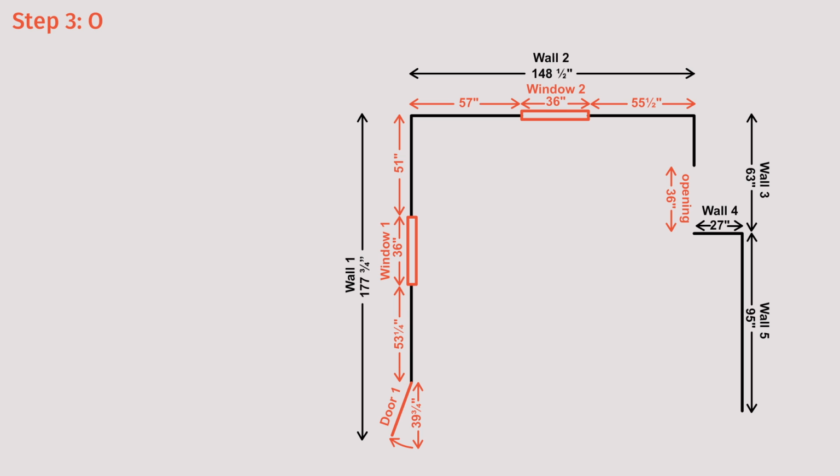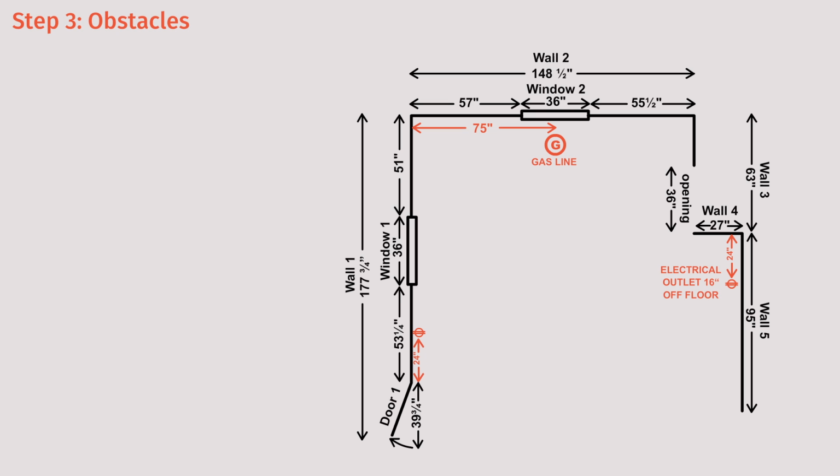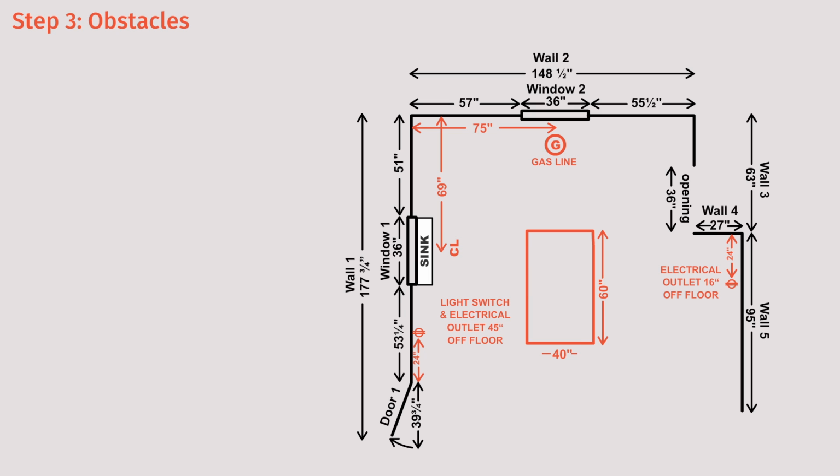Step 3. Obstacles. Once you have your windows, doors, and room openings clearly marked on the grid, you should locate and measure any obstacles that are in your space. Common obstacles include pipes, ducts, radiators, electrical outlets, etc. Draw and number these items on your floor plan. Be sure to locate them correctly by measuring from the corner to where they begin. If you have or would like an island, you can draw that in at this time as well.